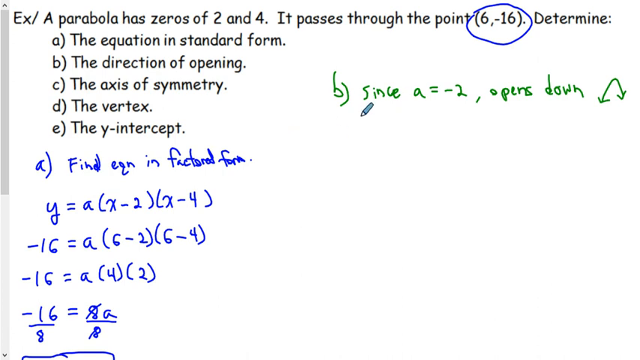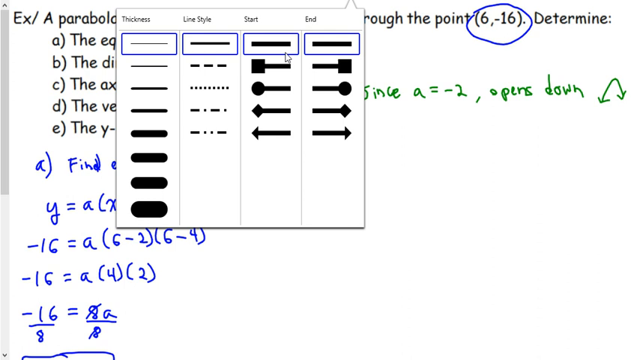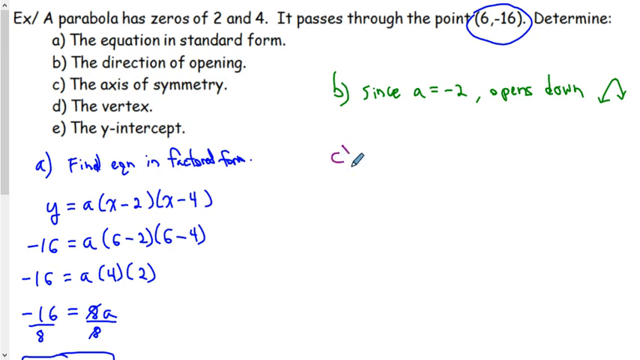Okay, C is our axis of symmetry. Our axis of symmetry is one that's pretty easy to find if we know our zeros. And we do know our zeros. They're 2 and 4. So knowing that our zeros are at 2 and 4, I take 2 and 4 and I add them together and I divide by 2. It's kind of like getting the average, right? So 2 plus 4 is 6, divided by 2 is 3. So my axis of symmetry is at x equals 3.